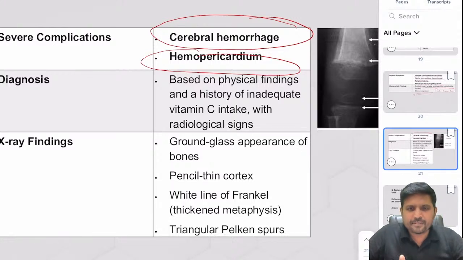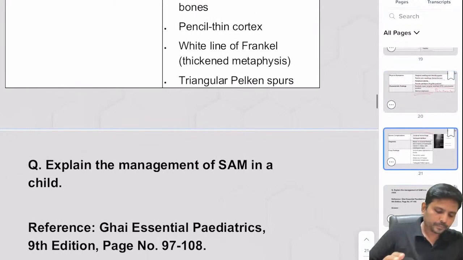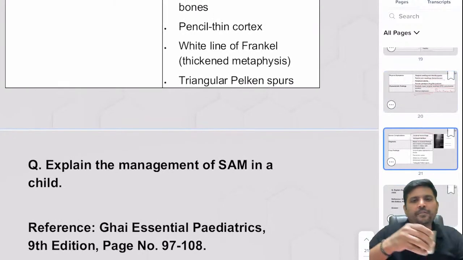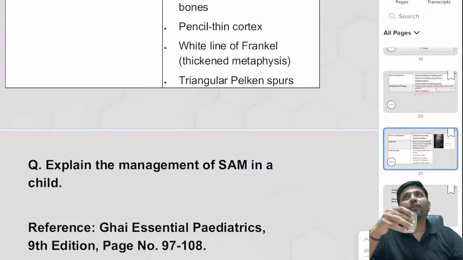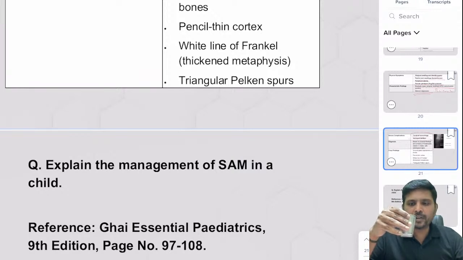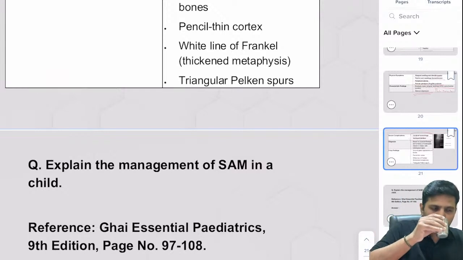What are all the X-ray findings? White line of Frankel, Pelkan spurs, ground glass, everything was discussed. So we have discussed water soluble and fat soluble vitamins. Let me write certain things on B complex vitamins, so that let me see before drinking tea how many of you are going to answer correctly. Let's start.